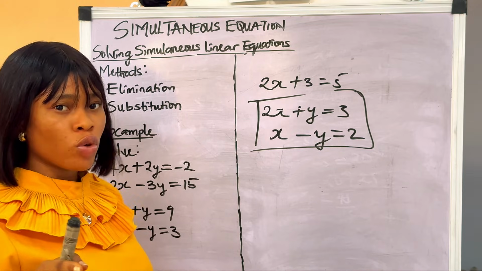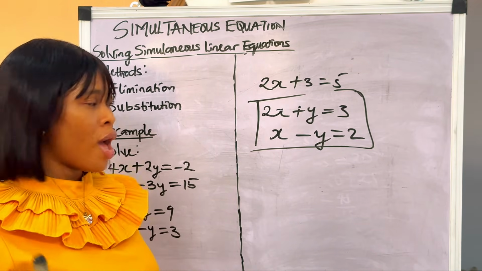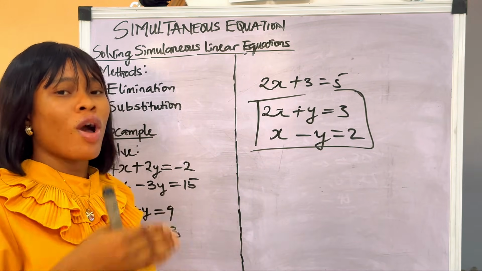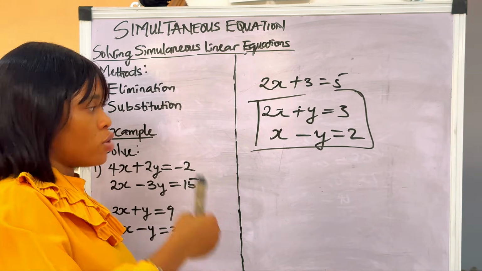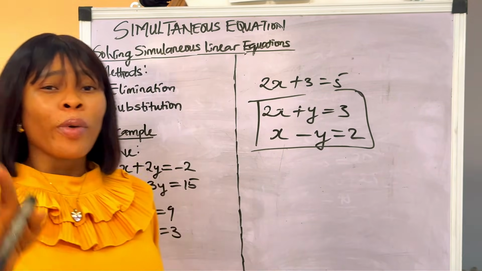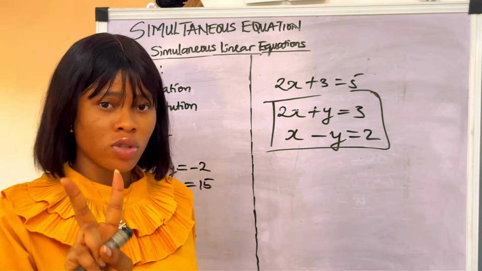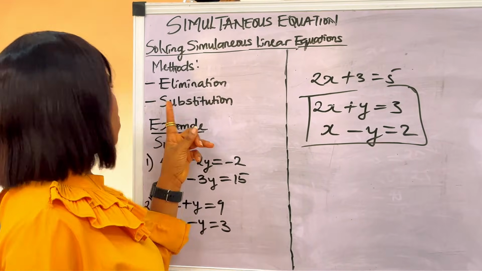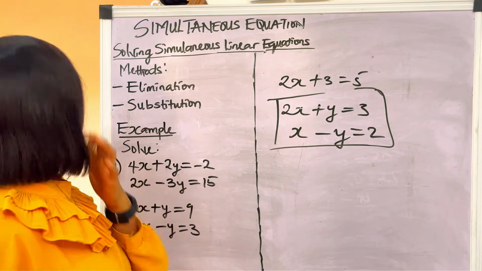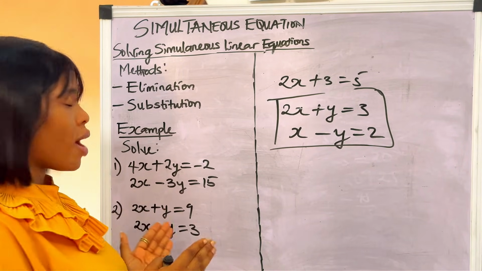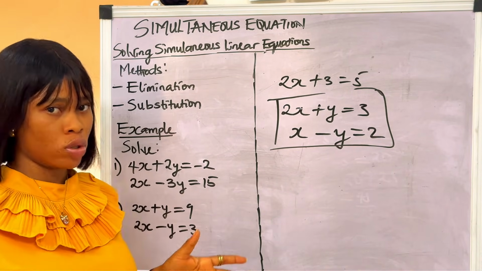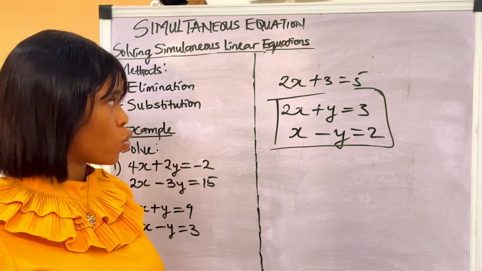And solving an equation means you have to find the unknown. And what are the unknowns in this equation? X and y. So it means you have to find the values of x and the corresponding value of y. Now, we have two methods in solving simultaneous equations. One is the elimination method and the second is the substitution method. Now, let's look at some examples to show how we can use these methods.